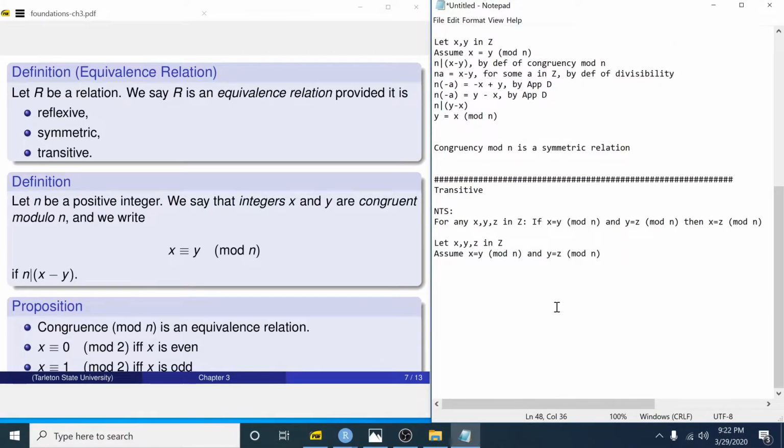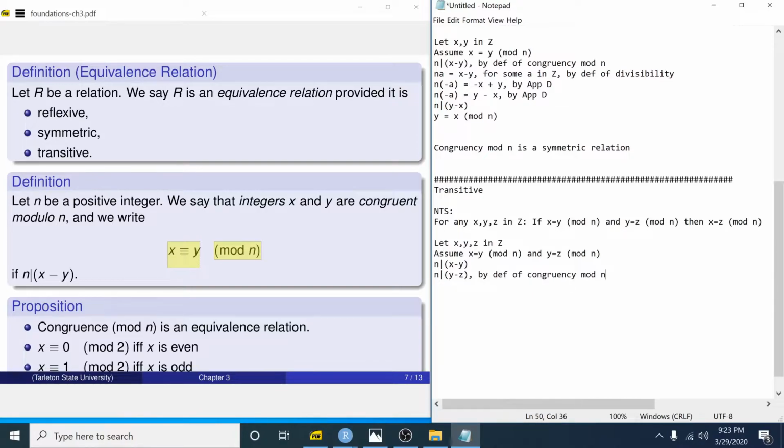That's the goal that we ultimately want to get to. Let's just start writing some stuff down here. So we know that x is congruent to y mod n. Again, that's what this says. So that's equivalent to saying that n divides x minus y. So we know that n divides x minus y. And we also know that y is congruent to z mod n. So that tells us that n divides y minus z. And these are both by definition of congruency mod n. Okay, so we know both of those facts.